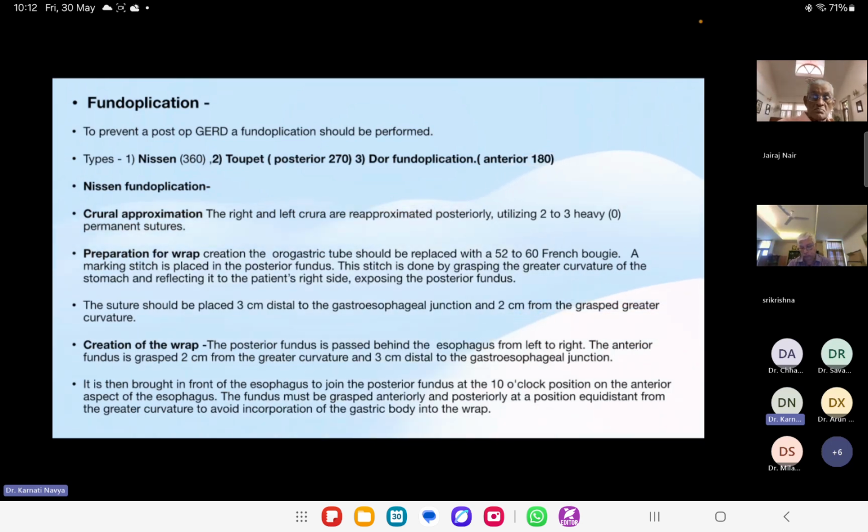Then the anterior fundus is grabbed 2 centimeters from the greater curvature and 3 centimeters distal to the gastroesophageal junction. It is then brought to the front of the esophagus to join the posterior fundus. The anterior fundus is joined to the posterior fundus at the 10 o'clock position on the right side, on the anterior aspect of the esophagus.